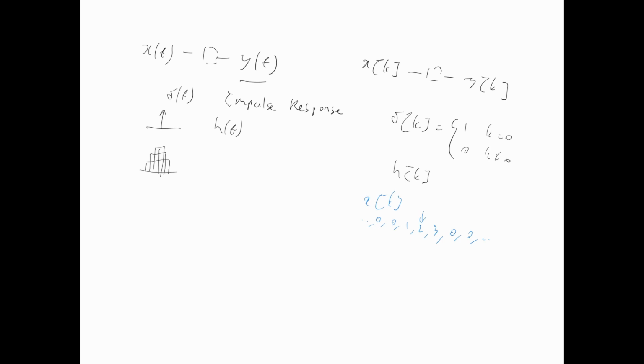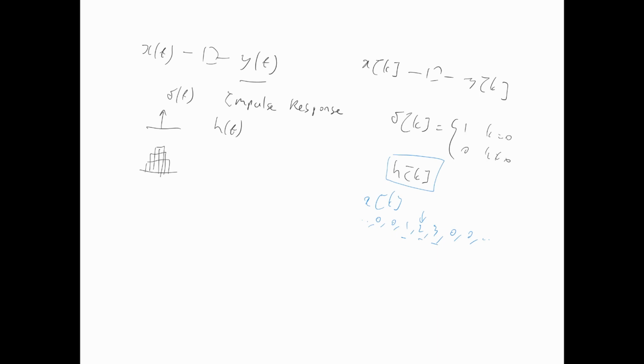So that means at time k equals -1, the input is 1. At time k equals 0, the input is 2. And at time k equals 1, the input is 3. If we know the impulse response h of k, we should be able to work out what is the output of my discrete time system.